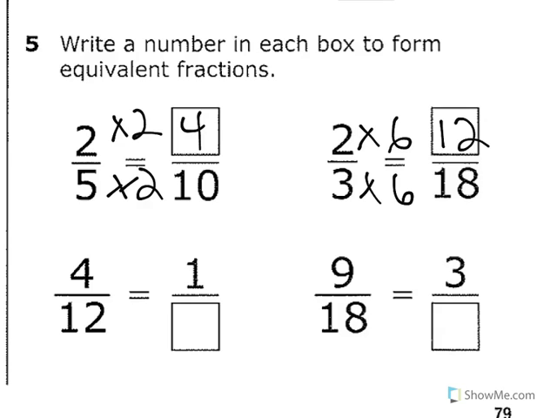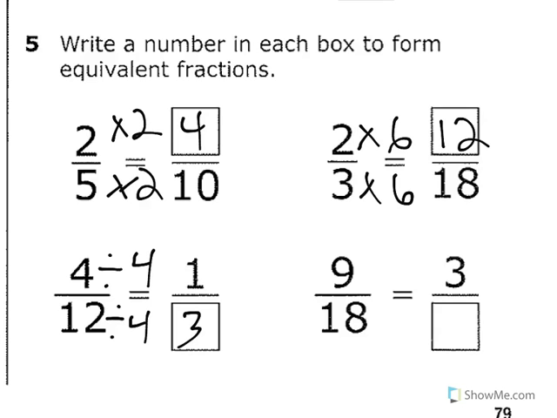Okay, on 4/12, I have 1 as a numerator. To get from 4 to 1, I have to divide because it got smaller. So 4 divided by 4 is 1. So I need to do the same thing to the bottom. Divide 12 by 4, and 12 divided by 4 is 3. So 4/12 and 1/3 are equivalent fractions.